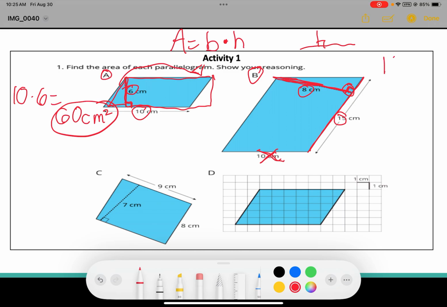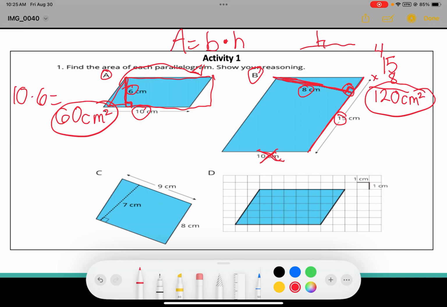So we're going to do 15 times 8. So 8 times 5 is 40. 8 times 1 is 8. And 8 plus 4 is 12. So 120 centimeters squared.